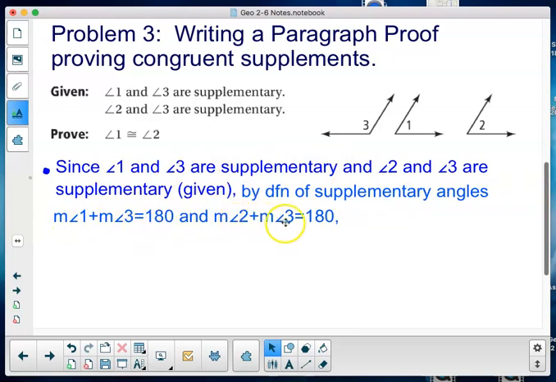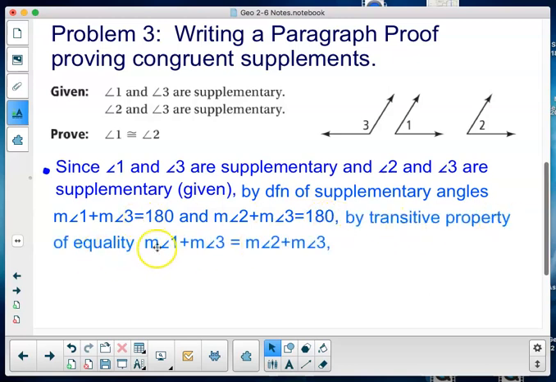And the measure of angle 2 and the measure of angle 3 are also 180. Okay, and this is by definition of supplementary angles. Now, because I know that, I can also set the measure of angle 1 plus angle 3 equal to the measure of angle 2 plus angle 3 because of the transitive property of equality or substitution. Okay, so these two are set equal to each other.